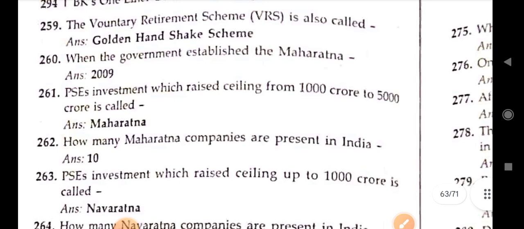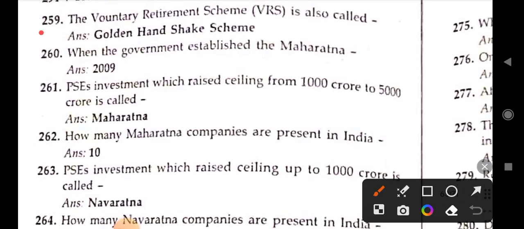Next, the voluntary retirement scheme, VRS. Voluntary retirement scheme VRS is also called the Golden Handshake Scheme.